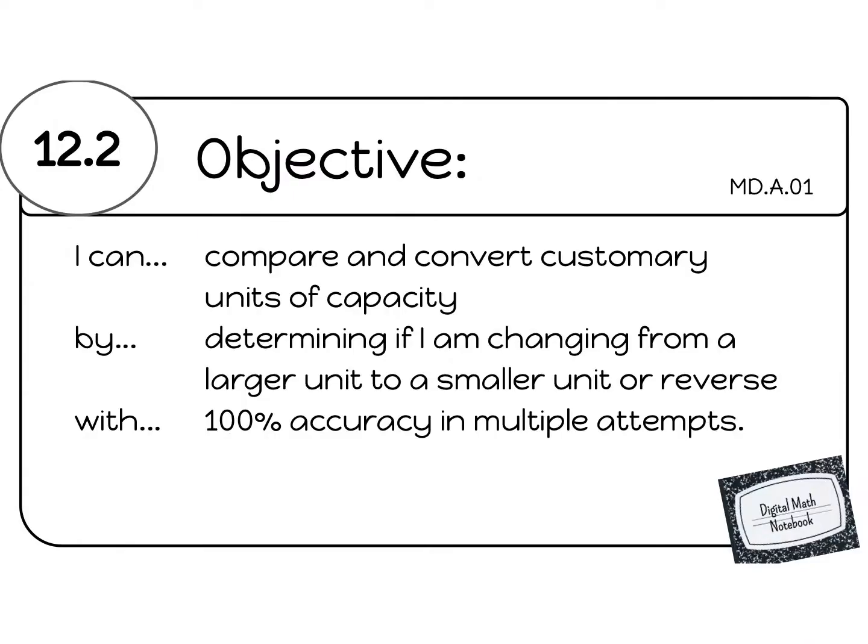Our objective for today is: I can compare and convert customary units of capacity by determining if I am changing from a larger unit to a smaller unit or reverse, with 100% accuracy in multiple attempts. Please pause now to write the I can and by statement in your digital math notebook.